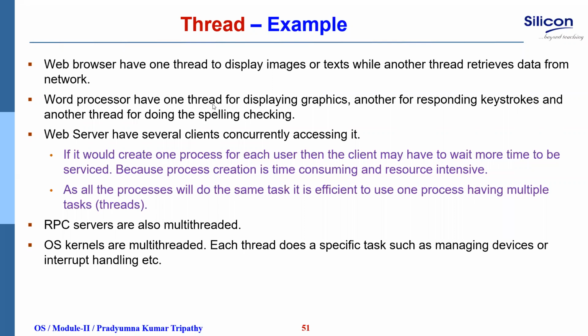A word processor may have one thread for displaying the graphics, another for responding to keystrokes, another thread for spelling checking, you know, the example that I was giving. Maybe some other thread for auto saving. So while you are working with MS Word, multiple threads are working in the background.